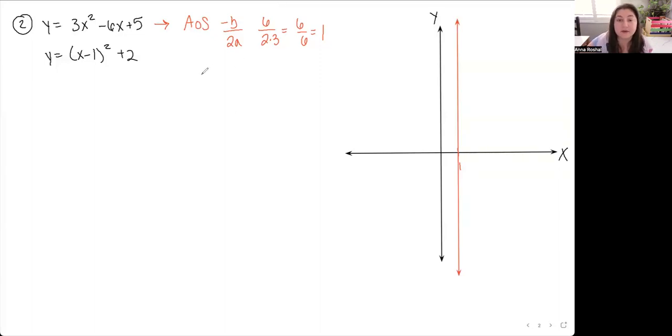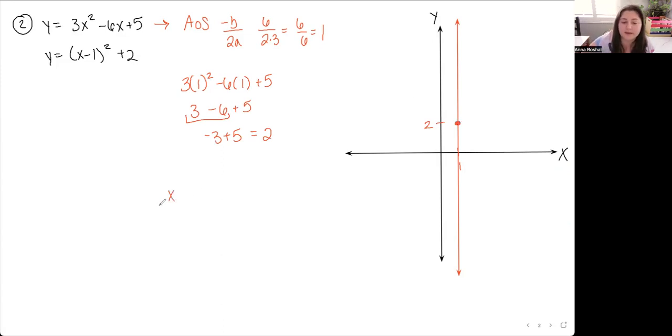I'm then going to go in and find my vertex. So I'm going to have 3 times 1 squared minus 6 times 1 plus 5. So 1 squared is 1 times 3 is 3 minus 6. Again, we have this 3 minus 6. So that's going to be -3 plus 5, so 2. So now I'm going to find 1, 2, and here is my vertex.